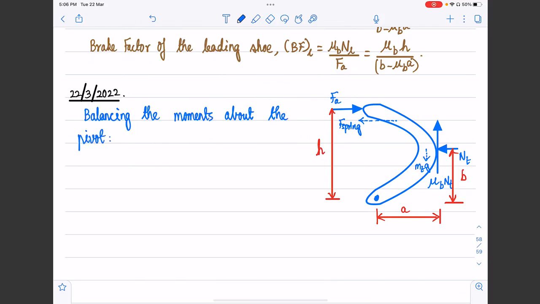So if we were to balance the moments about the pivot, we are going to get FA times H, that's one moment due to the actuation force, minus mu B NT times A. That's going to be the torque due to the friction force, minus NT times B, and this is going to be equal to I times alpha, but I times alpha we are essentially going to neglect as before, and so we can approximate it to be 0.